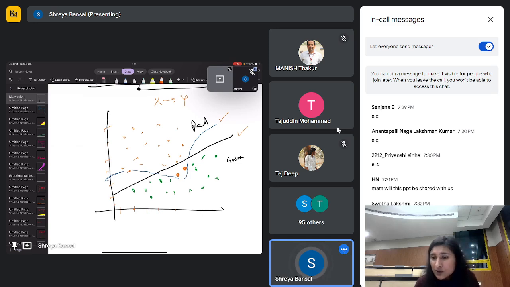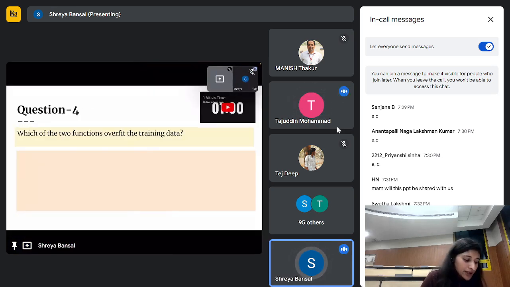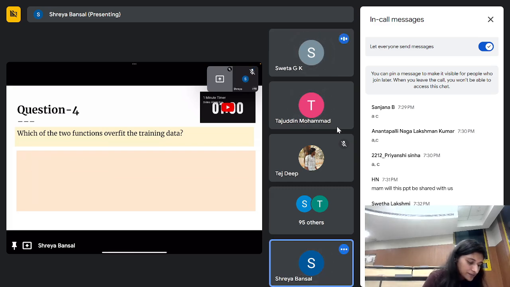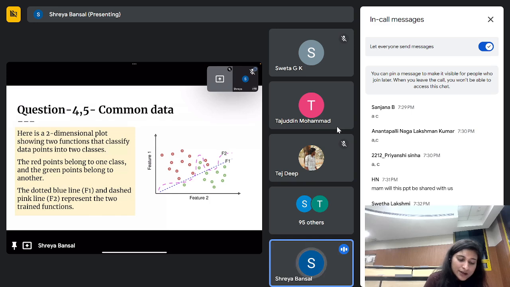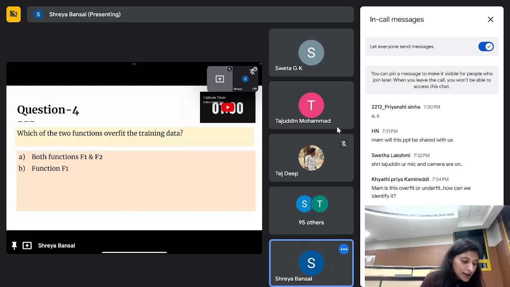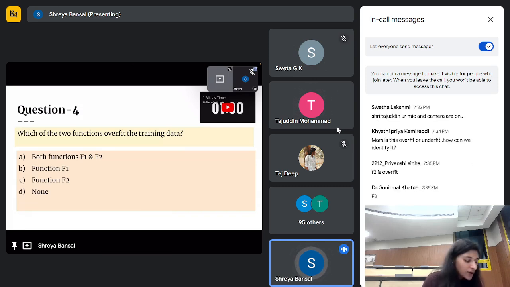Here the question is whether it overfits or underfits. Yes, Kathy, I am coming to this. So the question here is given to you. There will be two questions related to it. Which of the two functions overfit? This data is regression, ma'am? No, this data is classification. Just look at it. It is giving you data of two classes. It is not giving you the information that you have to pick a value. The red points belong to one class, the green points belong to another class. So the question is, for this data, which of the two functions is overfitted? Function 1, function 2, or none.